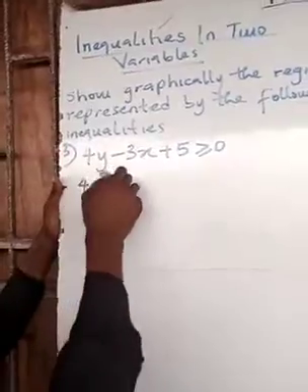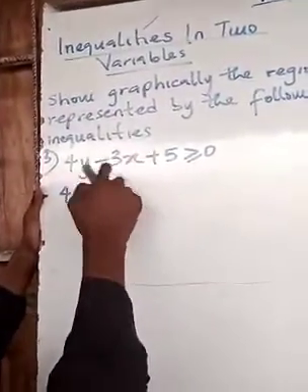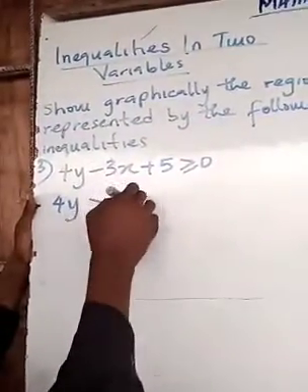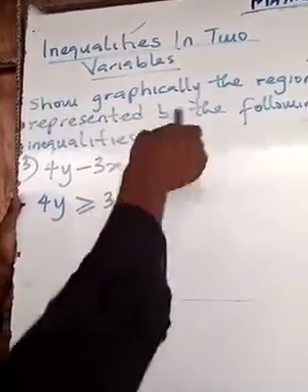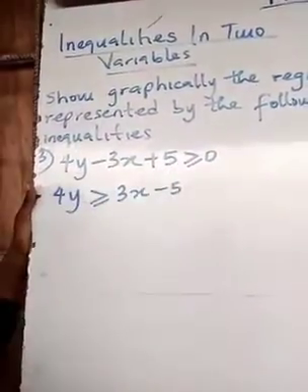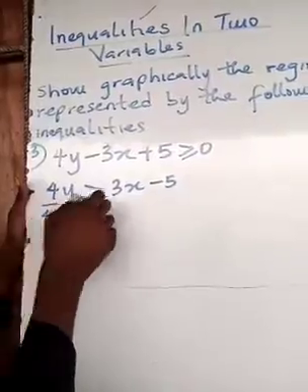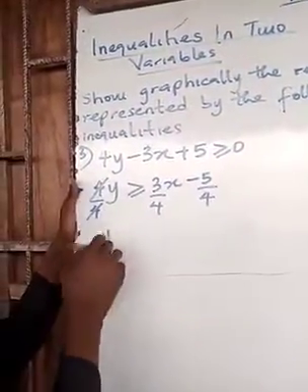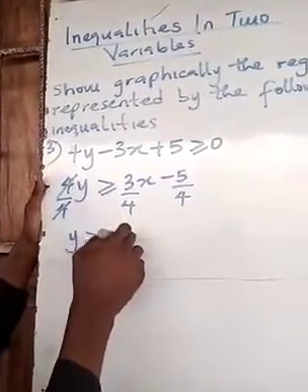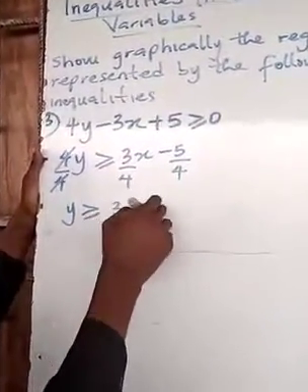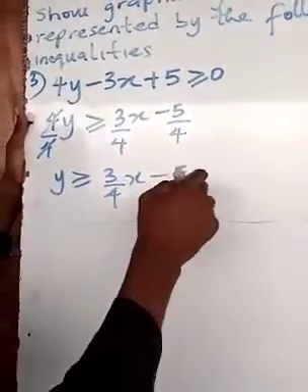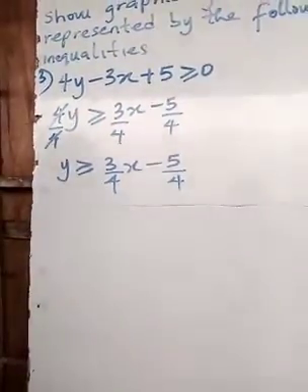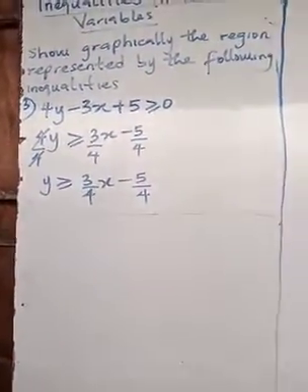We have 4y greater than or equals to, if this minus 3x goes there, it becomes plus 3x. If this plus 5 goes there, it becomes minus 5. So we divide both sides by 4. So we have y greater than or equals to 3 over 4x minus 5 over 4. Now this is going to be very useful when we are plotting the graph finally.